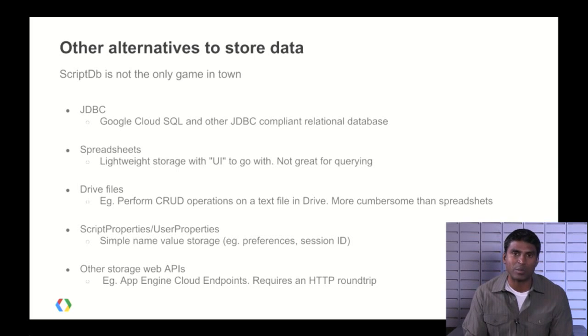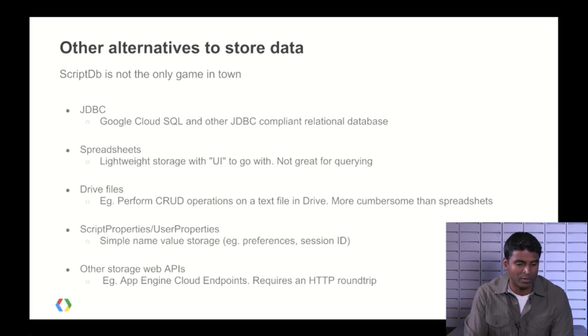There are a couple of name-value pair type storage systems, script properties and user properties, which are good for things like session ID, some lightweight preferences and things like that. And then you can decide to make calls out to external APIs to store things. Just like JDBC, you may want to use App Engine. It has a concept we're working on releasing soon, which is in limited trusted tester right now. We announced it at I/O last year as well, called Cloud Endpoints. You can publish a REST API where I can send up data and get storage on the server side.